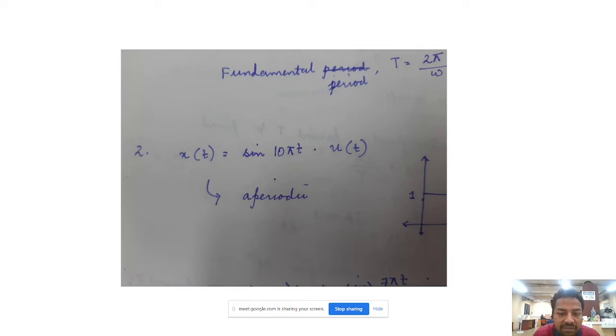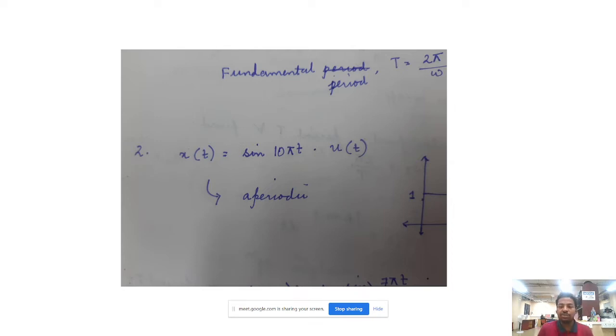Now let us have another problem. This problem looks quite similar to the first one, but a bit different. For example, we have a signal such that x of t is equal to sine of 10 pi t into u of t, where u of t is actually a unit step function. And as described before, what is a unit step function? It's a function whose value varies from 0 to infinity, and it will have a constant value of 1.